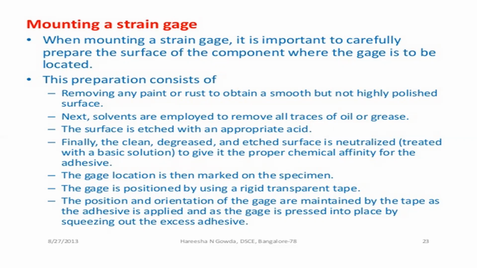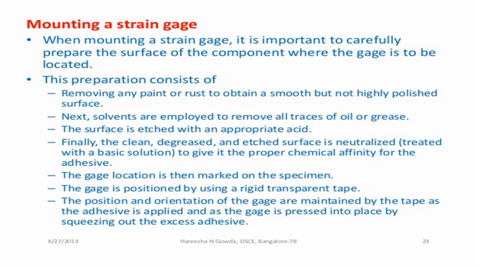The gauge location is then marked on the specimen. How and where should I connect this gauge on that specimen, we can locate it. The gauge is positioned by using a rigid transparent tape. We are using one rigid transparent tape, and we can connect this gauge to the specimen.